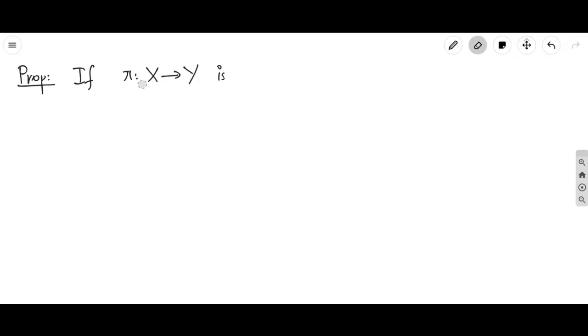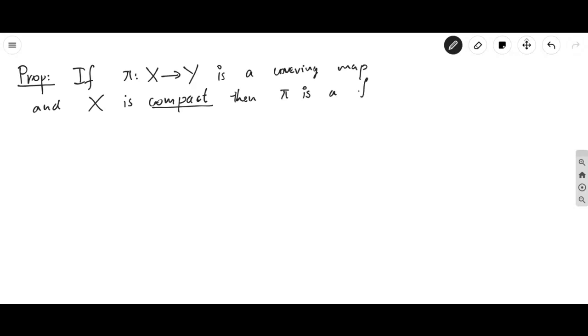So here's our proposition. If pi from X to Y is a covering map, and X is compact. Here we assume that the audience is familiar with what it means to be compact. If not, you can probably ignore this proposition. It's just some extra point set topology. But if X is compact, then pi is a finite covering.